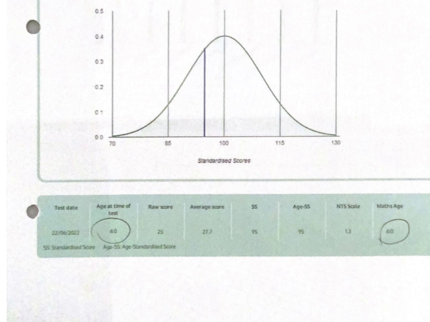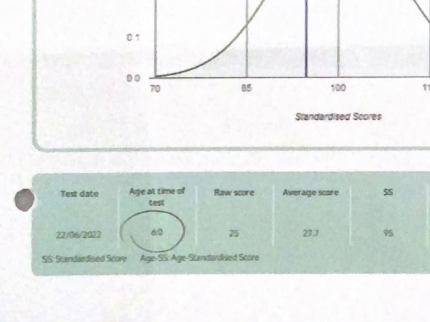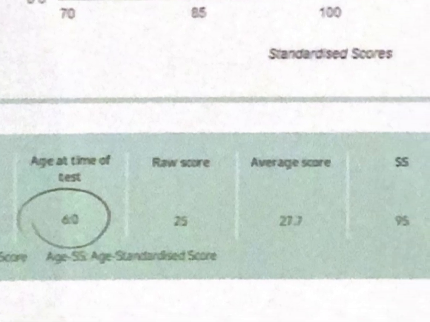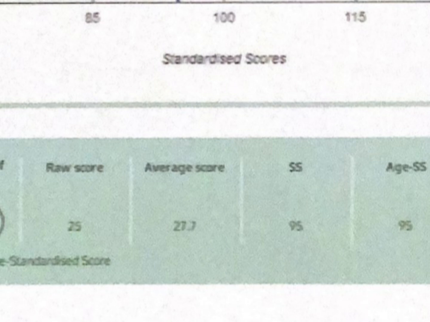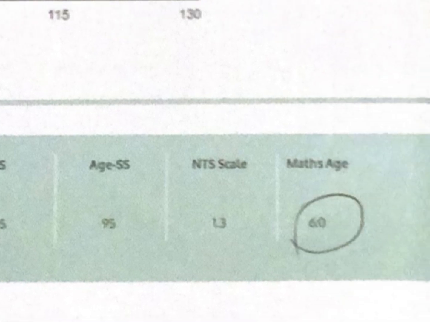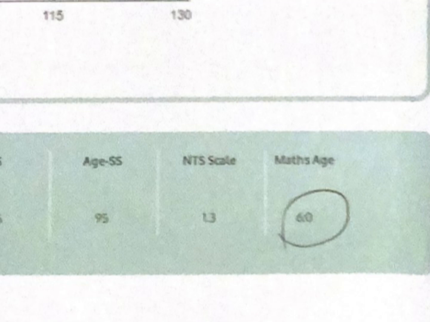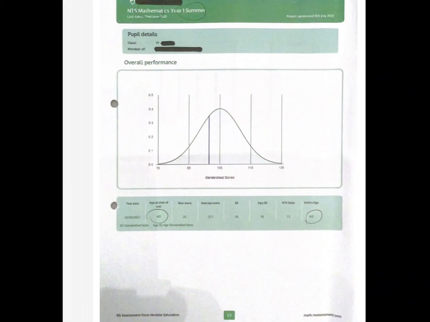Moving down to the bottom area here, you'll see the test date and the age at the time the test was taken. The raw score shows you how many marks that child achieved, and the average score shows you how many marks were on average attained in the class. If we move down to this area here, it will also give you a maths age, and they are our most important sections to look at.